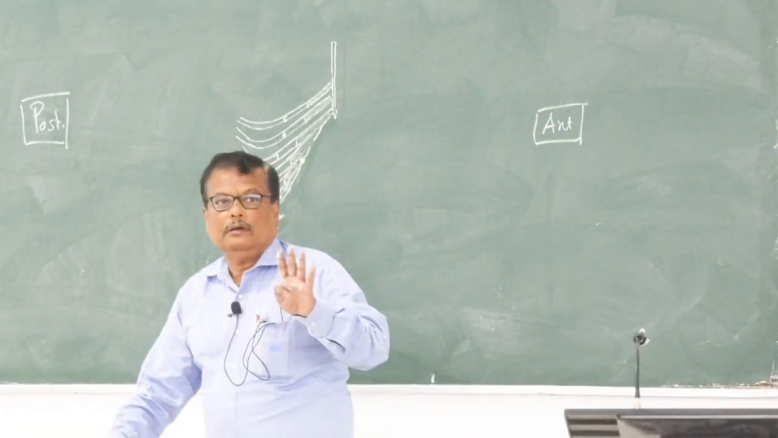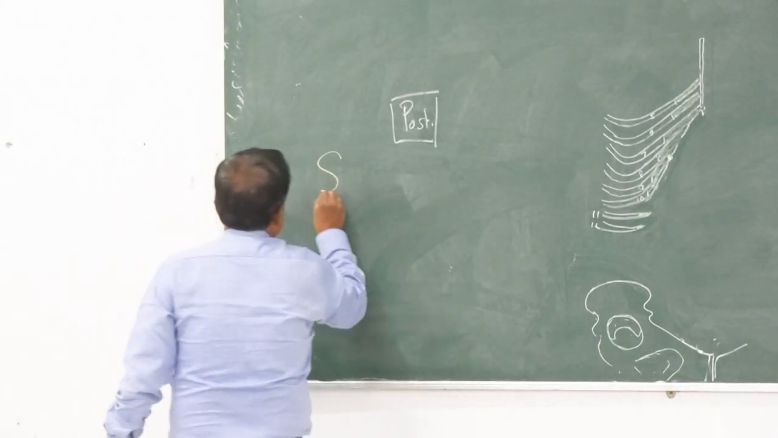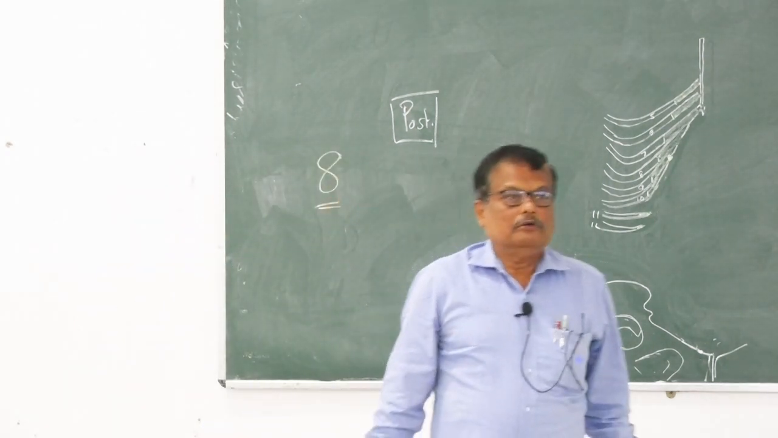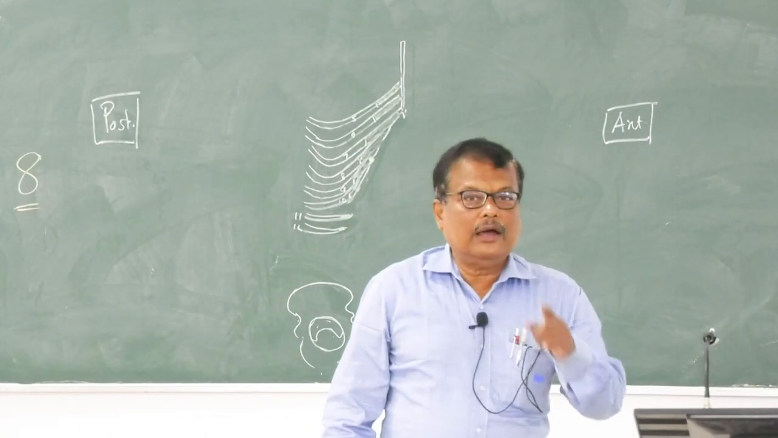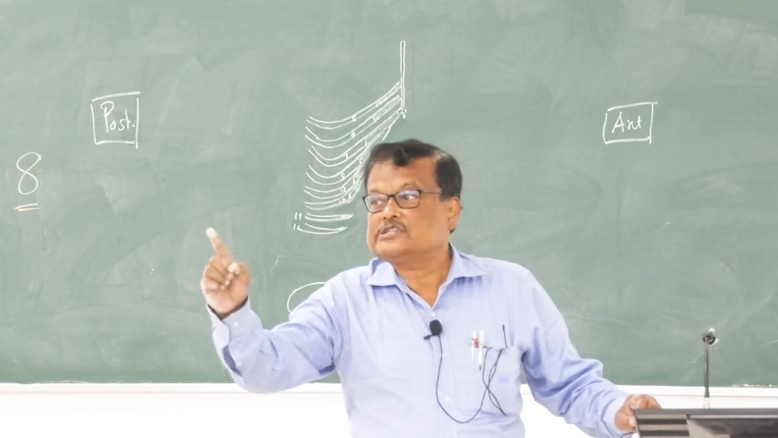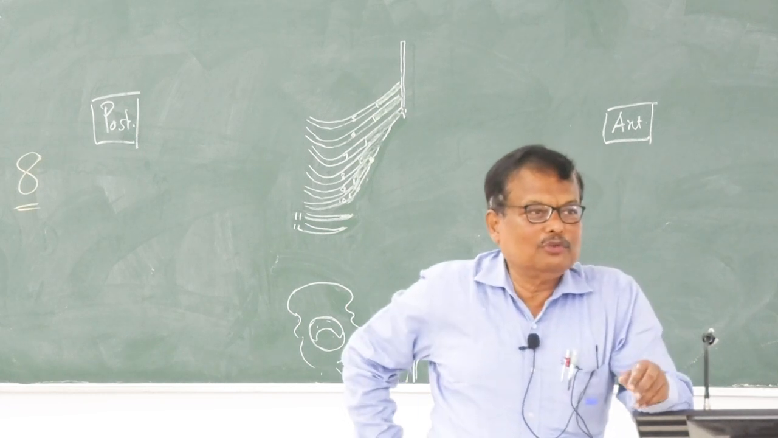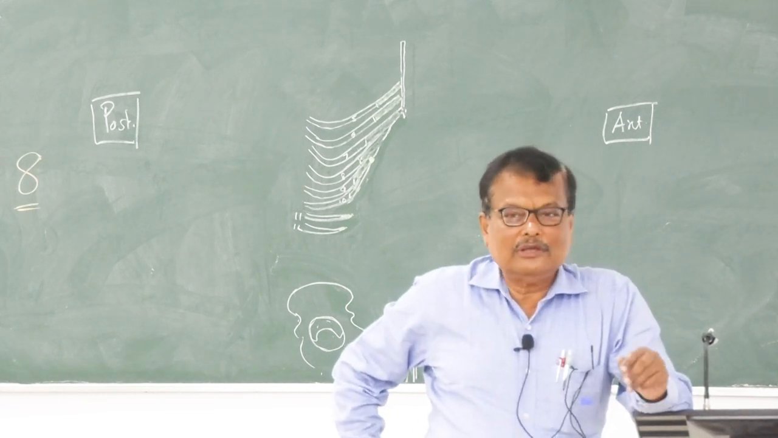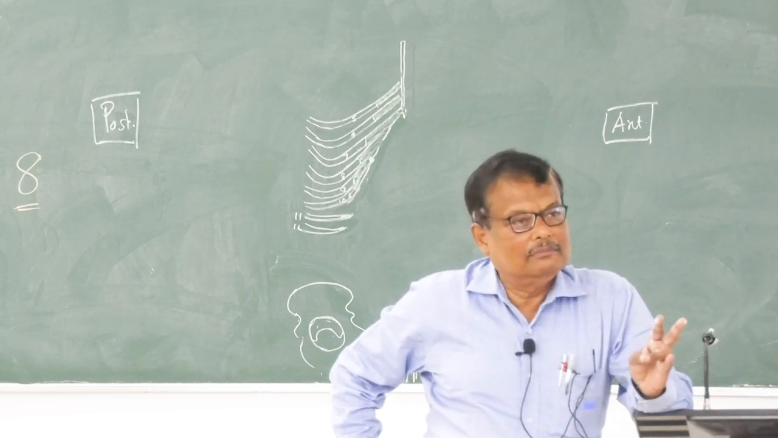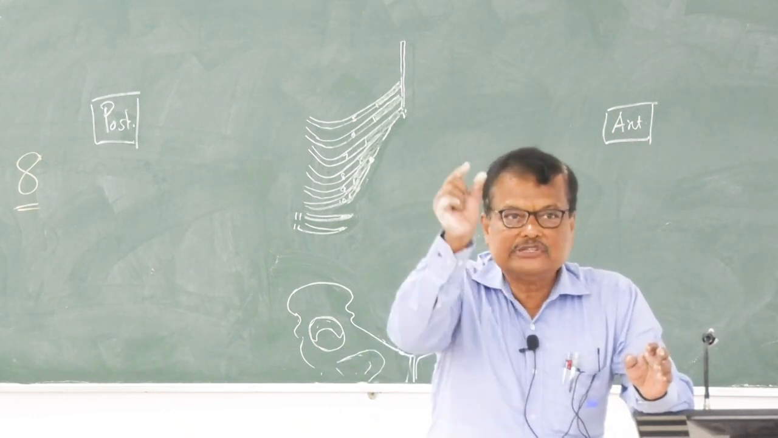It takes origin by 8 fleshy digitations from the outer aspect and lower border of the last 8 ribs. How many ribs is last 8? From which number to which number? It starts from 5, 6, 7, 8, 9, 10, 11, 12. So it takes origin by 8 fleshy slips.